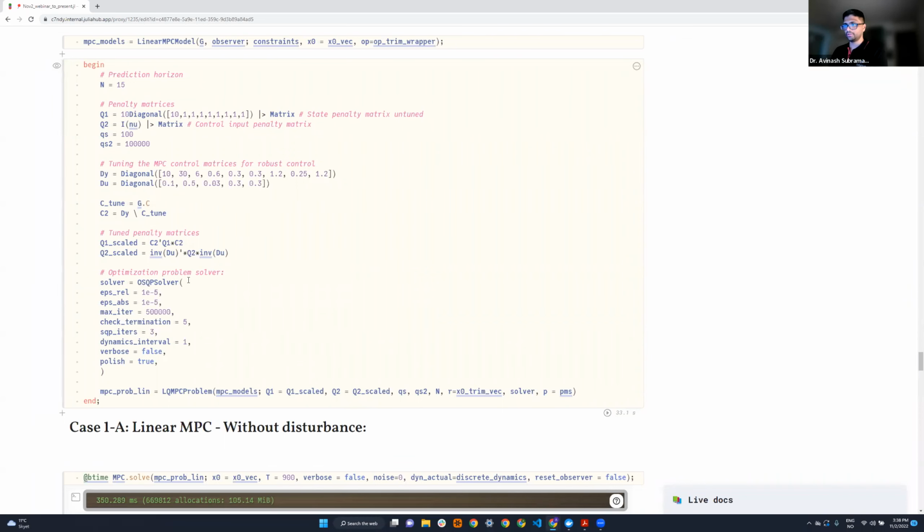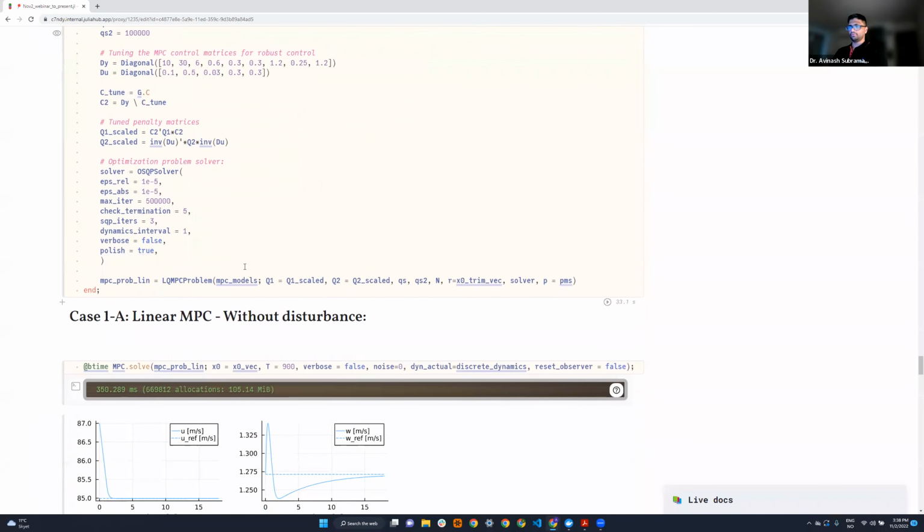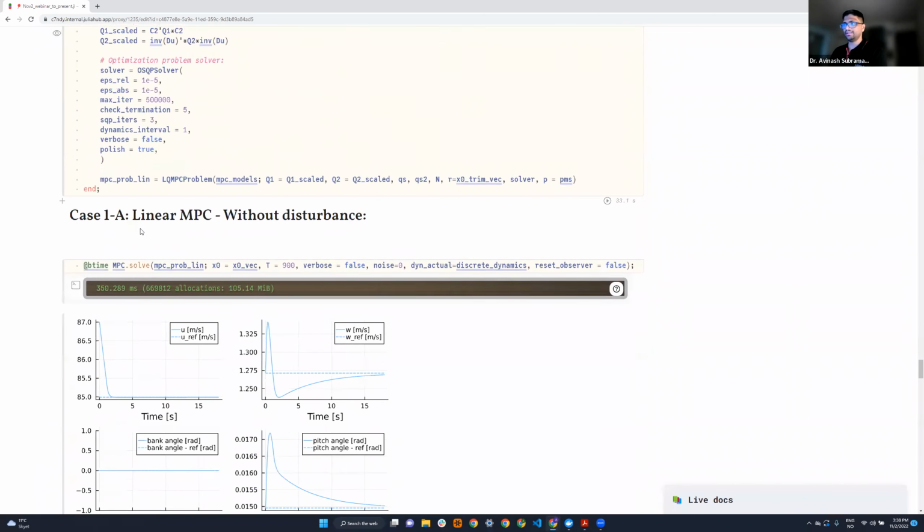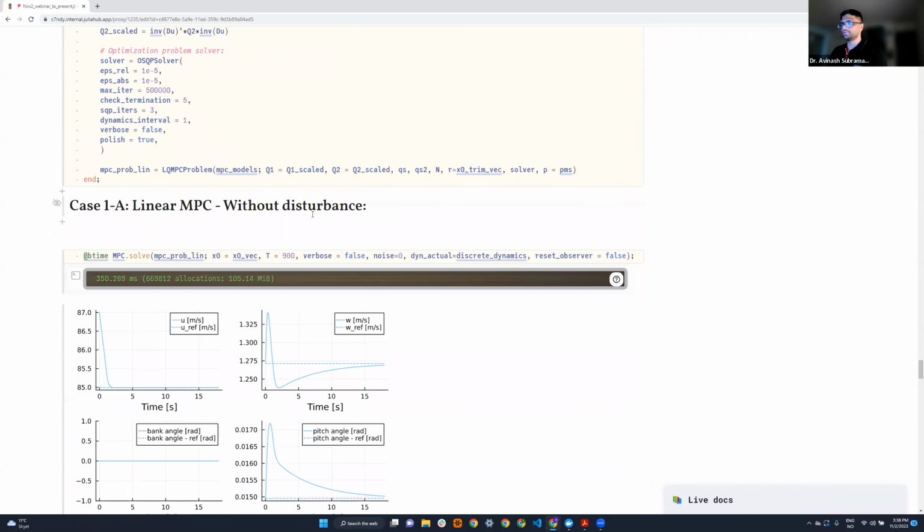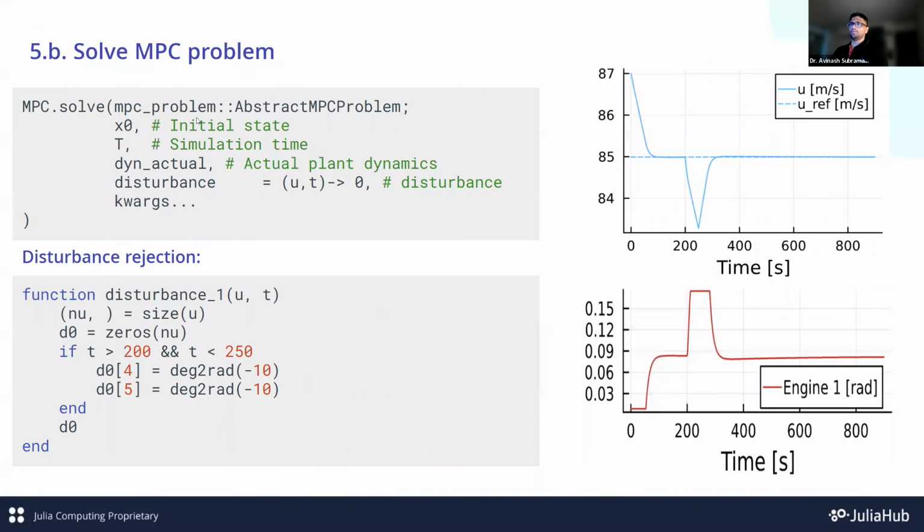We would also, in this case, use the OSQP solver. So for the first example, where we have linear MPC without disturbance, in this case, we have this solve functionality provided within MPC, and this overrides the common solve method.